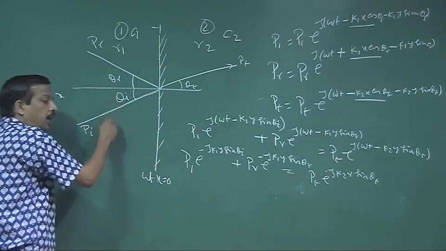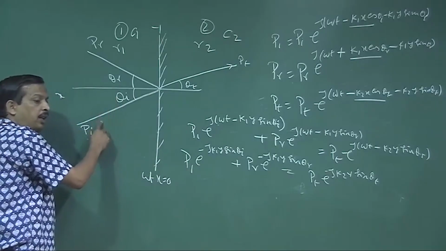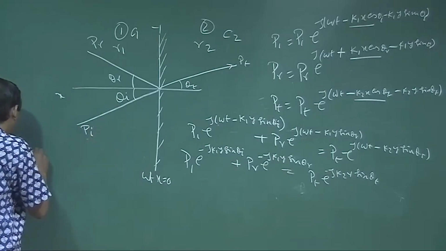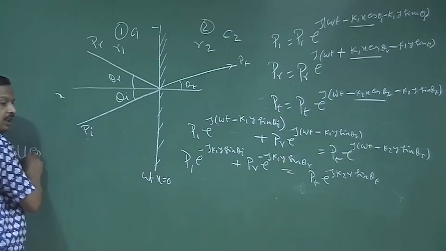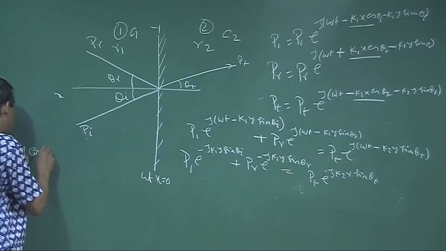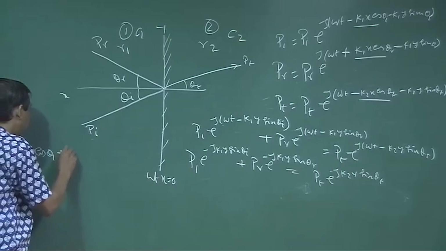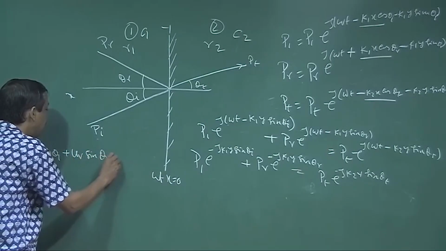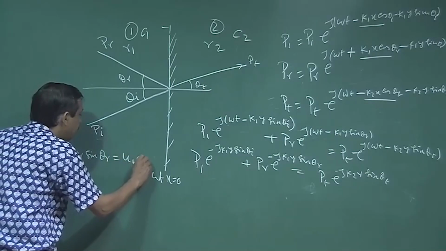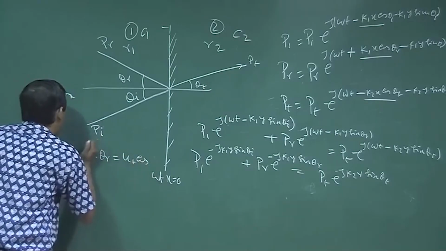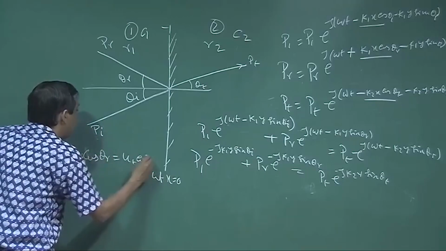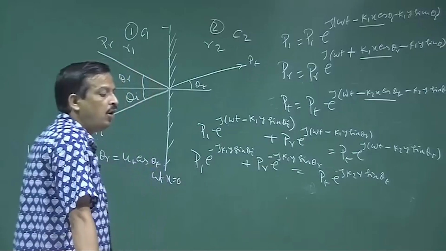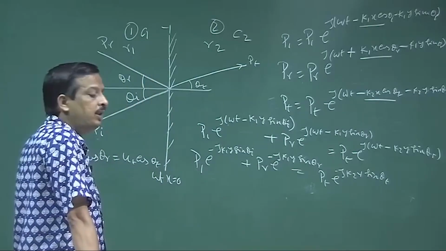Then the normal component of the velocity will be equal. So, u I cos theta I plus u r cos theta r will be equal to ut cos theta t. The normal component of the particle velocity will be equal.